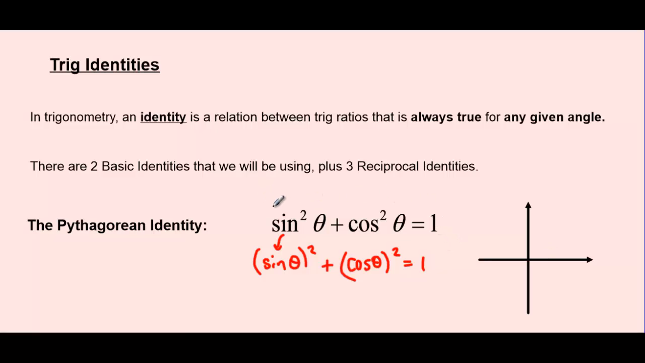Okay, so let's prove how sine squared of any angle theta plus cos squared of any angle theta always equals 1. To do that, I'm going to use this diagram right here, and I'm going to draw a terminal arm coming off just like that. And inside of this terminal arm, I'm going to put a theta.